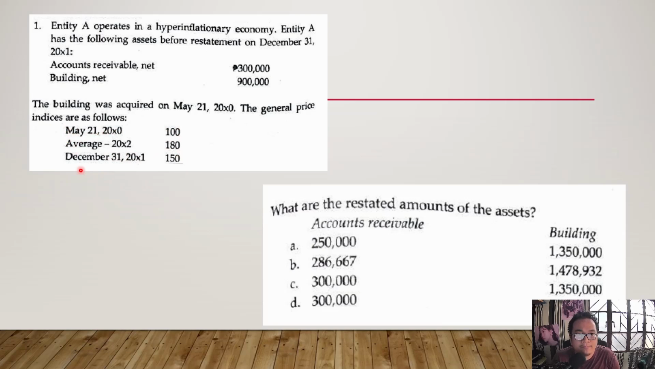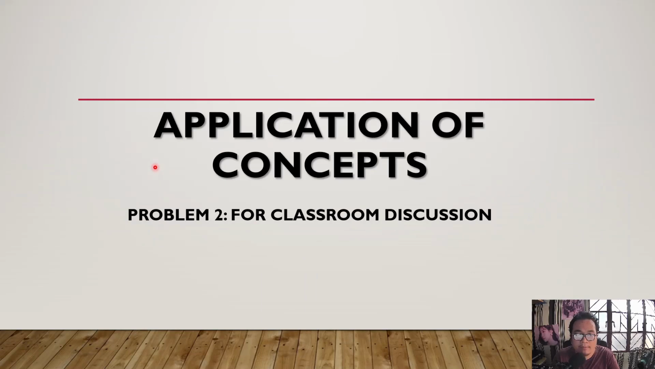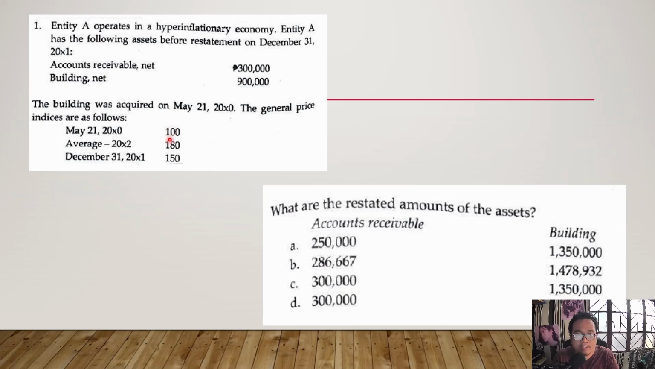So, ito yung current price index, yung 150. Ito yung historical price index. Ito yung average general price index, yung 180. So, ang tanong sa atin, what are the restated amounts of the assets? Dito, ang gagawin natin, accounts receivable and the building. Ngayon, itong accounts receivable, it is already net. Anong gagawin dyan? Wala. Yan na mismo yung kanyang value.